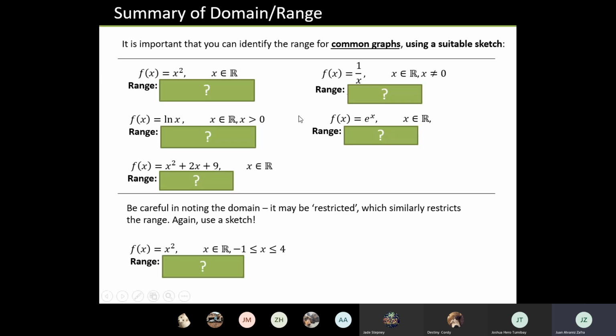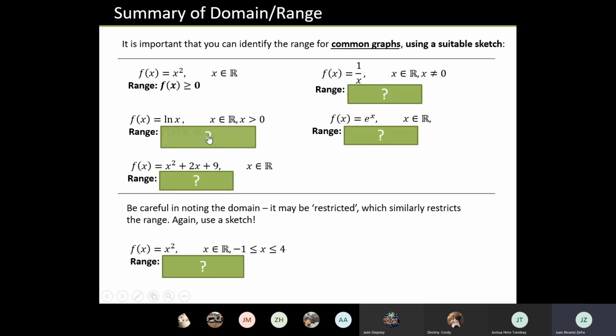So, domain and range. If f of x equals x squared, the domain is any real, and that's fine because x squared can cope with any input. What's the range? I hope you agree the range is going to be any values greater than or equal to 0. 0 squared is 0, and you can't get any negatives. If you draw the graph, you should agree.